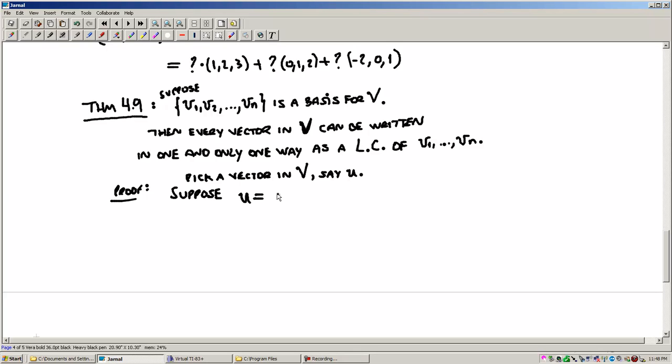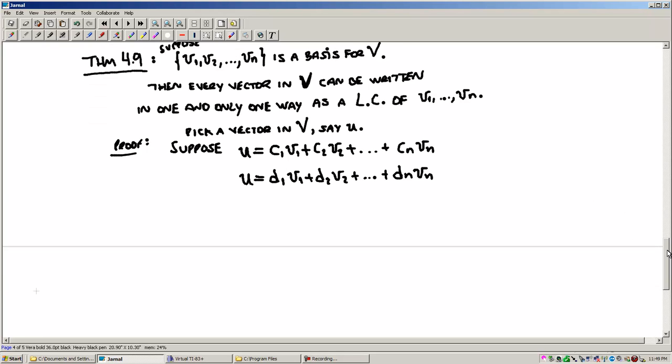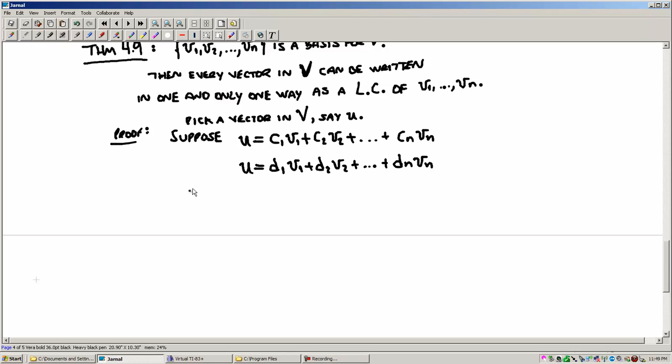So let's put here C1 V1 plus C2 V2 plus Cn Vn. Okay, so U can be written as a linear combination of those. Now suppose also that there is another representation. Let's put these now: D1 V1, D2 V2, plus Dn Vn. Okay, so in other words, the vector U that I picked in the vector space V has two ways of being written as a linear combination of those vectors.